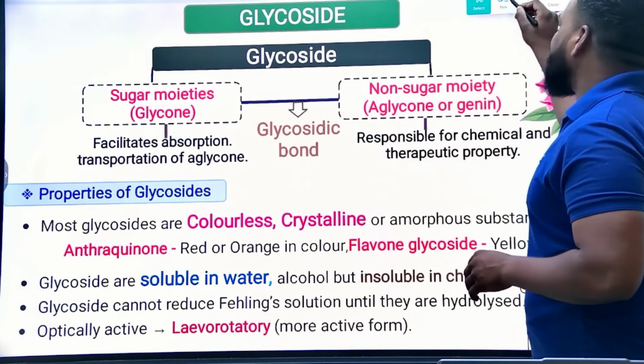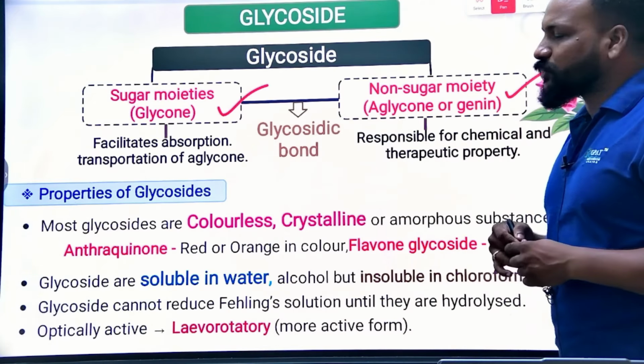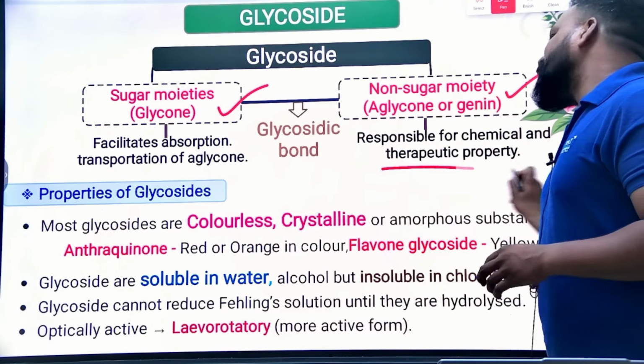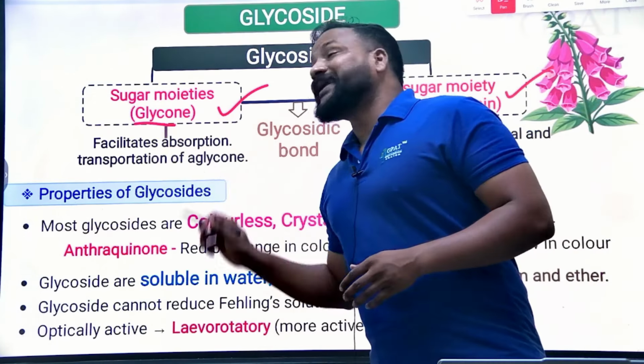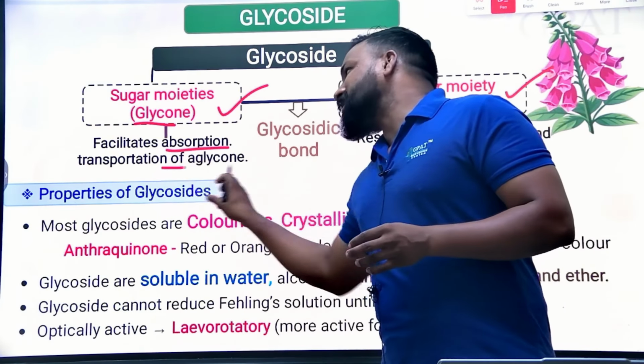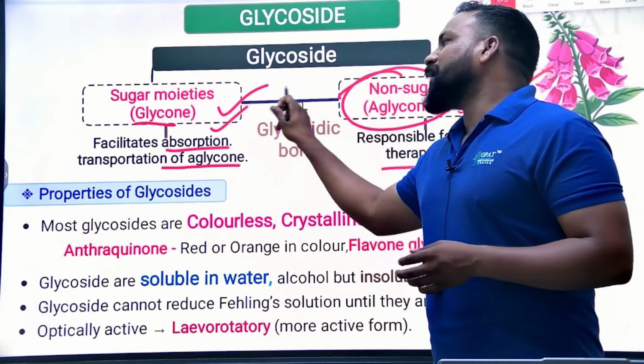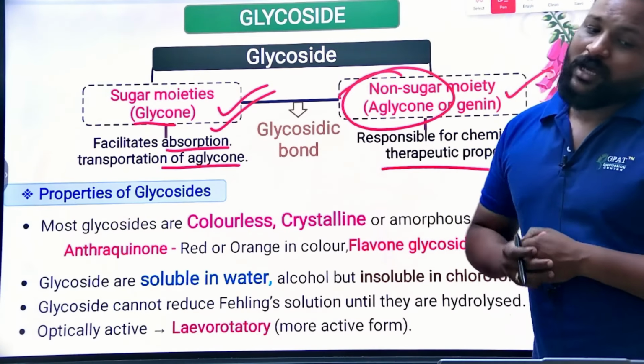Glycosides contain the glycone moiety and the aglycone moiety, which is known as the non-sugar moiety, and it is responsible for the therapeutic property. Whereas the sugar moiety is responsible for the absorption and transportation of this aglycone moiety. For better absorption and transportation, the sugar molecule will help.